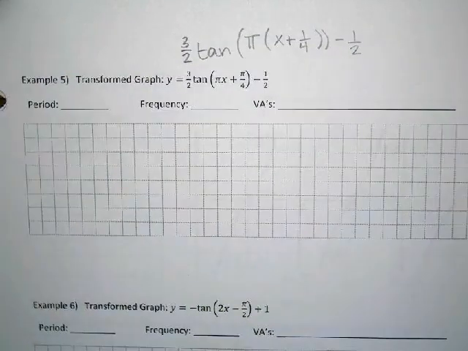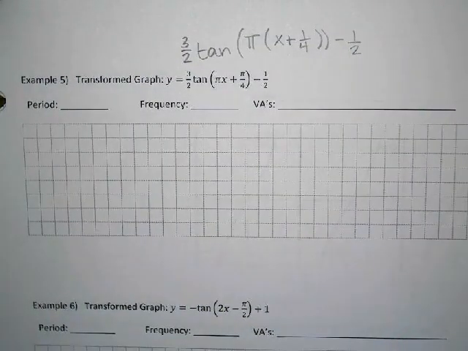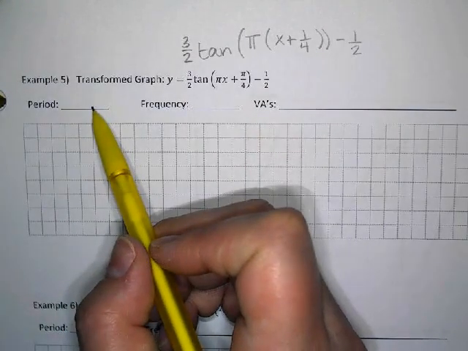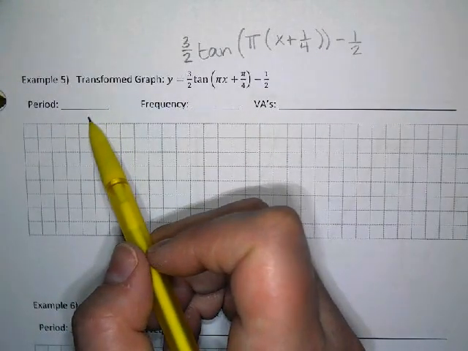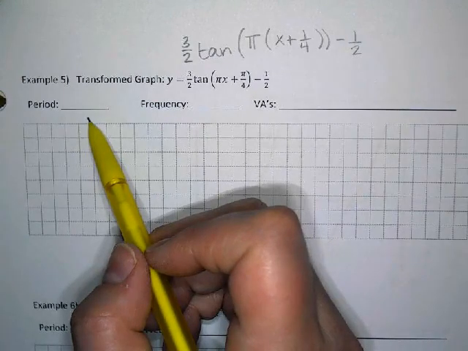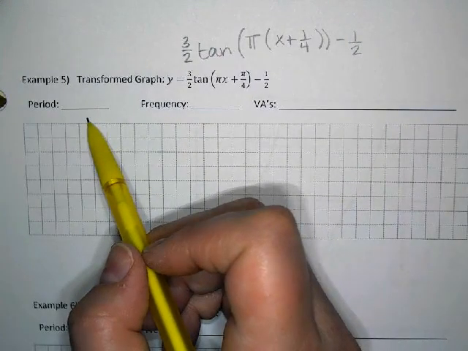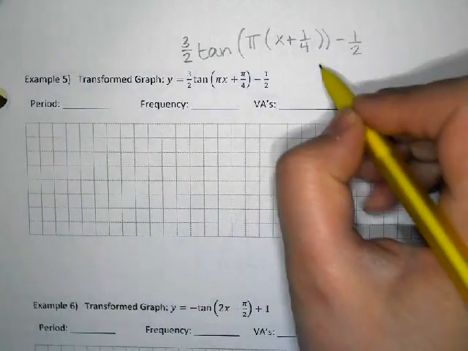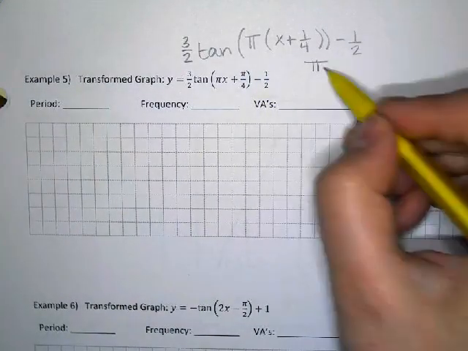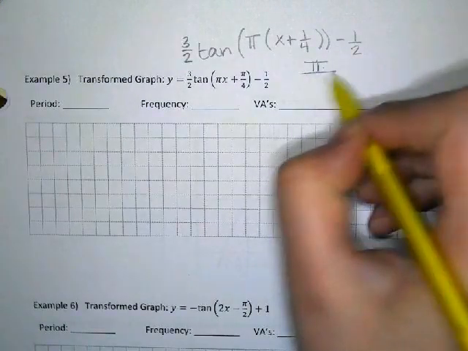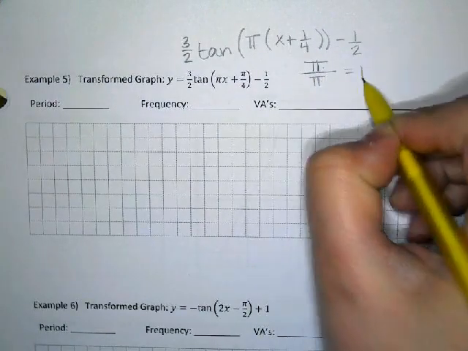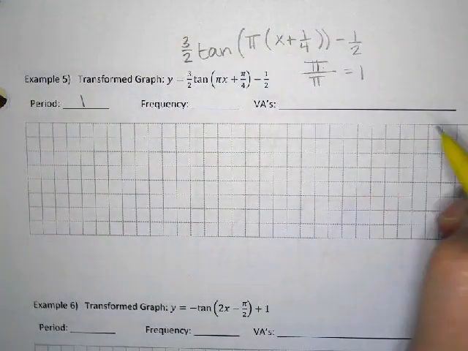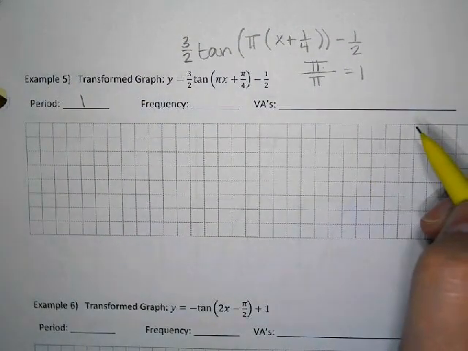All right, so the period of the graph is going to be what? Not 2, not 3/2. So a normal period for a tangent graph is pi. We're doing pi divided by the b value, so pi divided by pi is just 1. Yeah, so the period of the graph is 1. The frequency of the graph is pi.